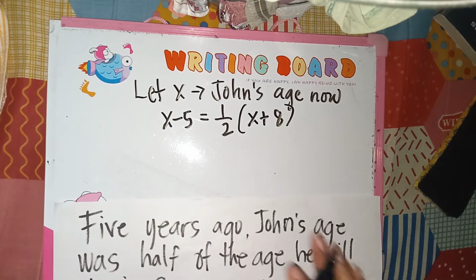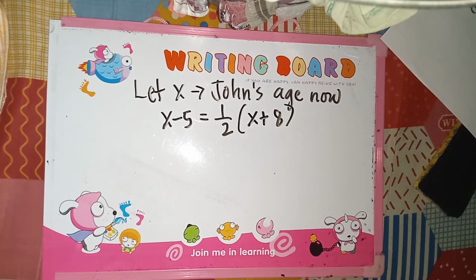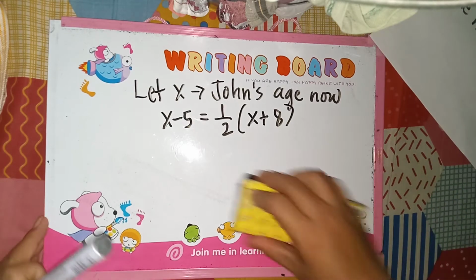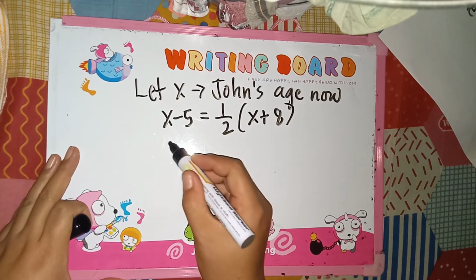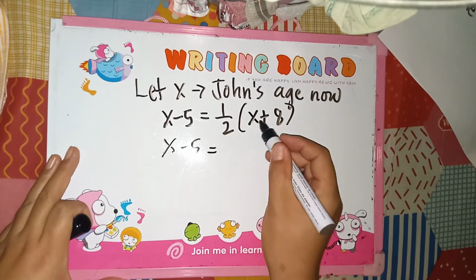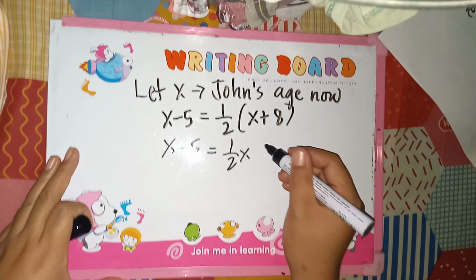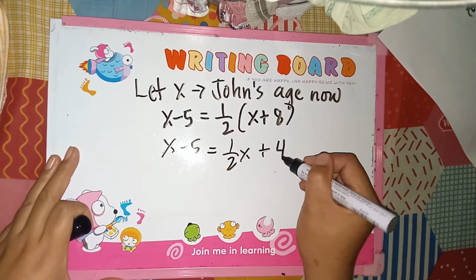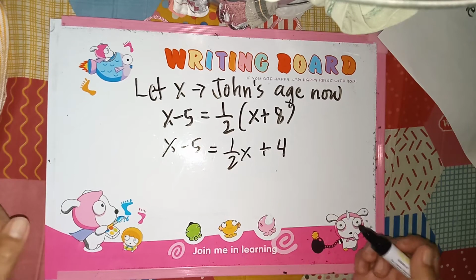So we already have this. So we are going to use this one. The problem is how old is he now? So we are going to find the age of John now. Okay, so we will use this. So x minus 5 equals 1/2 times x is 1/2 x. 1/2 times 8 is equal to 4. Tama, kasi it is simply 8 divided by 2.